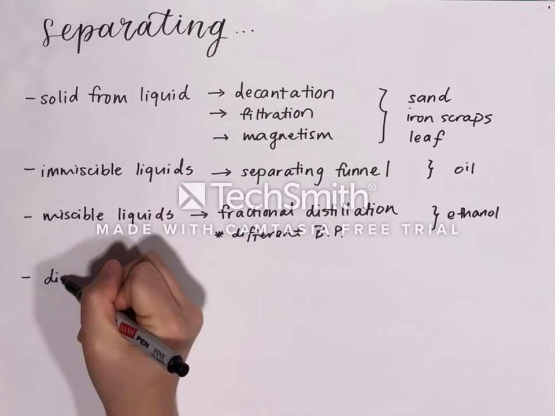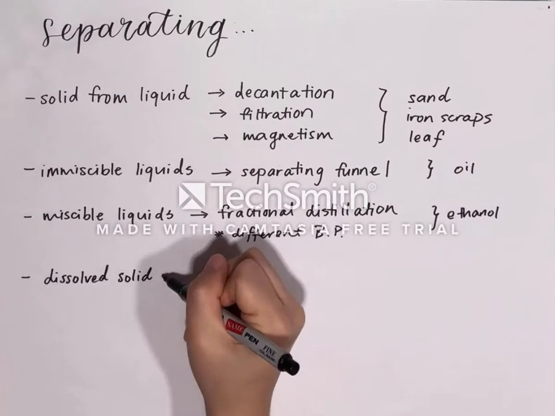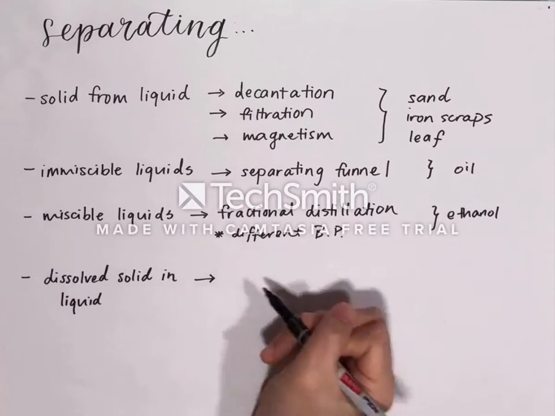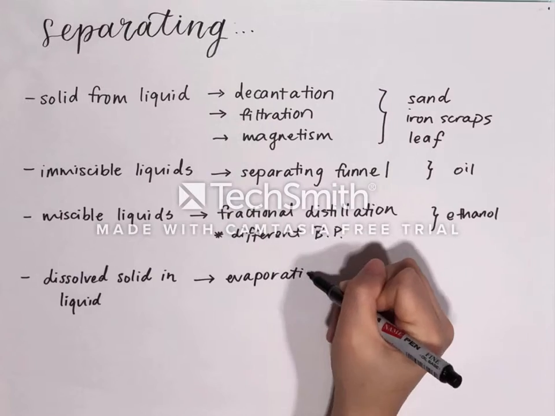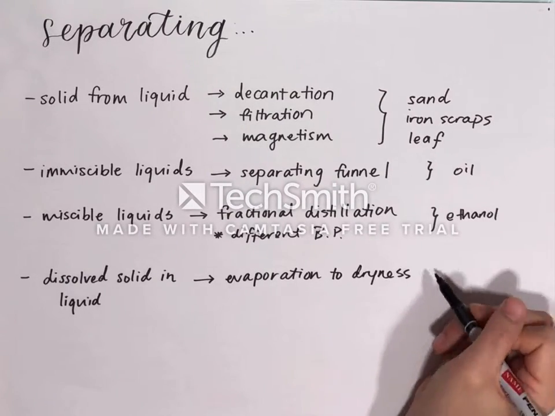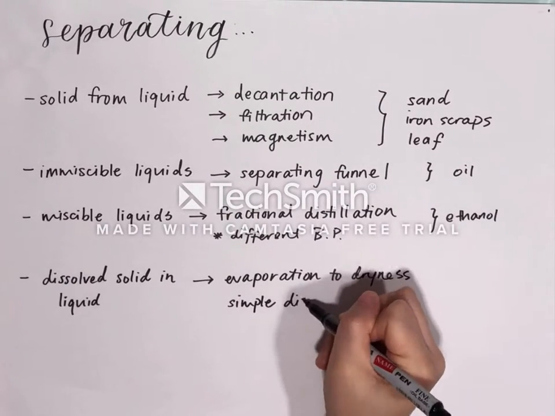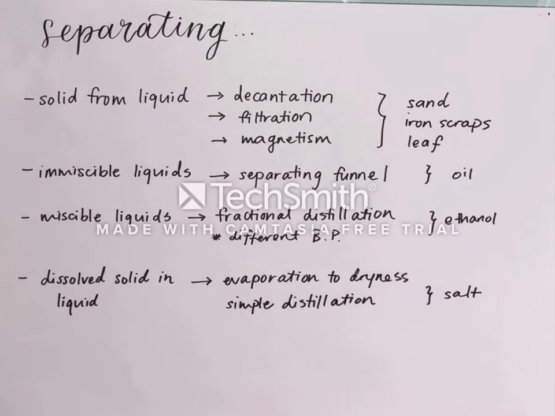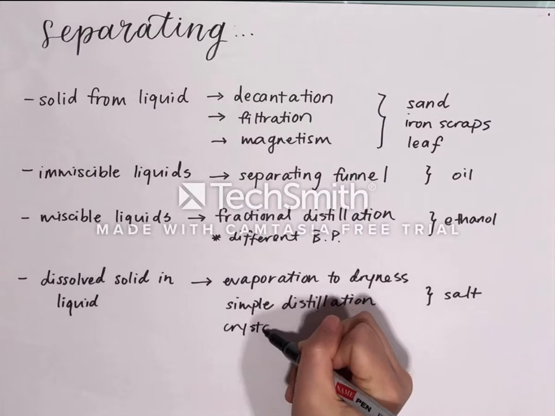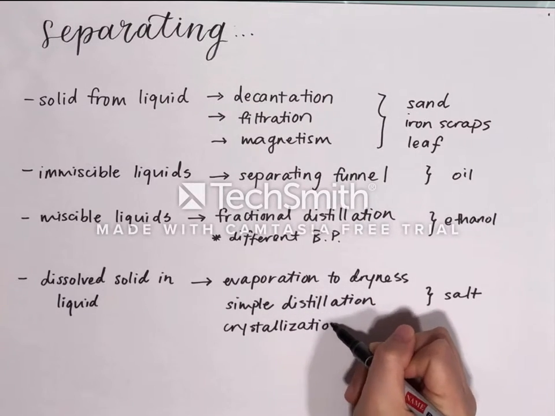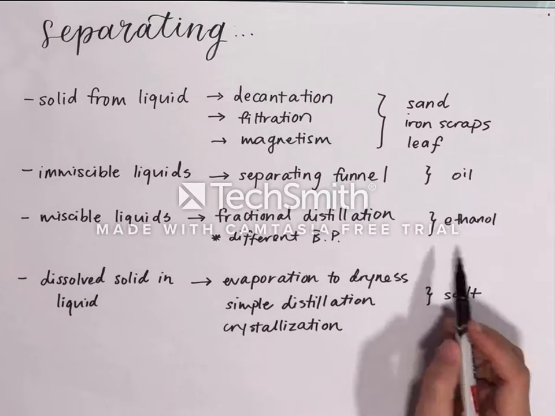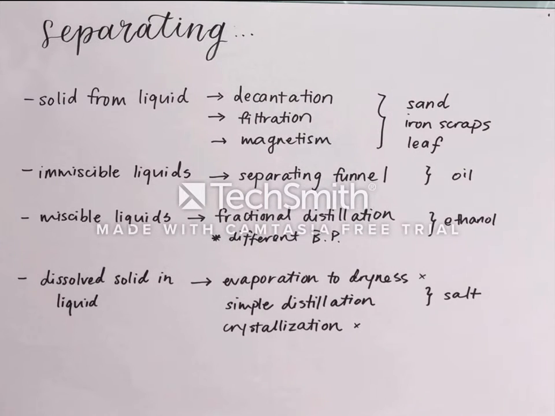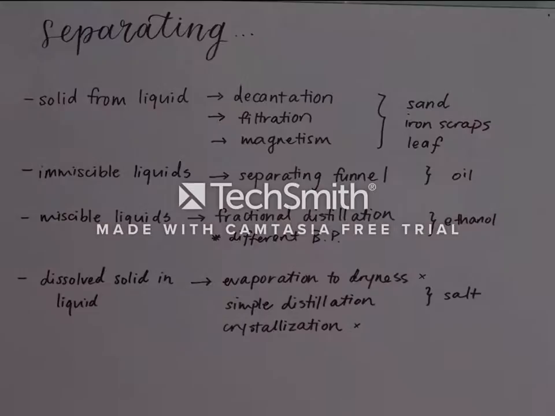To separate dissolved solids from liquid, we can use several methods. Firstly, evaporation to dryness will allow us to obtain the solid that is inside the liquid. Simple distillation will allow us to obtain both the solid and liquid. So we can use this method to remove salt from the mixture. Crystallization can also be used to obtain a hydrated form of the salt. However, we must note that we cannot use evaporation to dryness and crystallization in this case, as we will only obtain the salt and not the water, which is what we want.